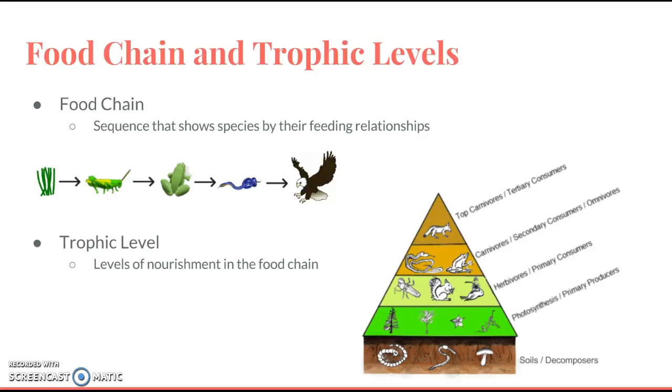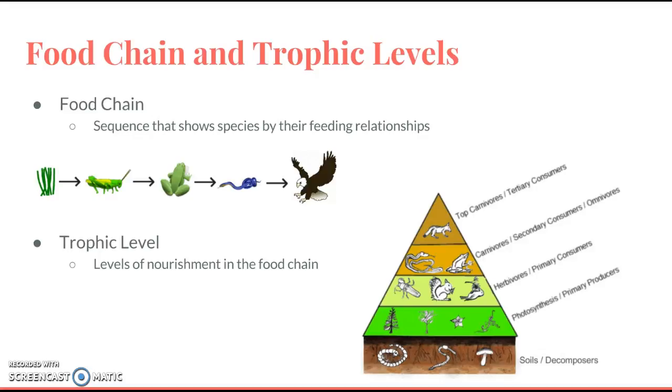The next level up, you'll see secondary consumers, because they're the second level of either herbivore, omnivore, or carnivore that is going to be eating another consumer. And your last level is your top carnivores, or your tertiary consumers. Those are going to be the top predators in the ecosystem.